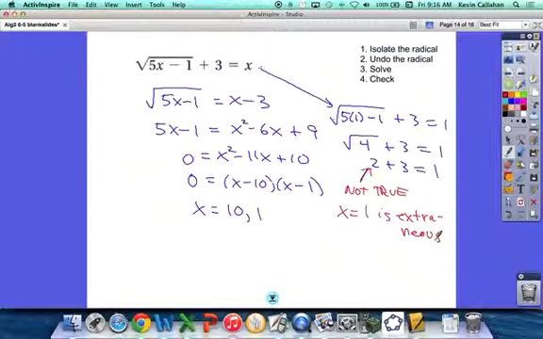So if you isolate, subtract 3, square both sides. It's a quadratic. Get everything on one side, 0 on the other. It's factorable. The answers are 10 and 1. The 10 works: 50 minus 1 is 49, the square root of 49 is 7, 7 plus 3 is 10. But the 1 didn't work. The 1 ended up telling you 2 plus 3 is 1. That's not true.